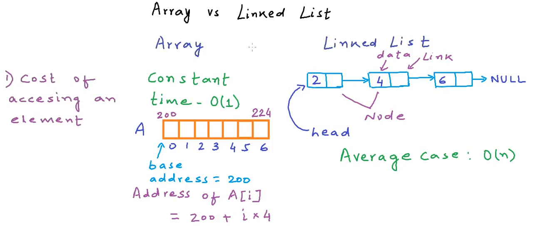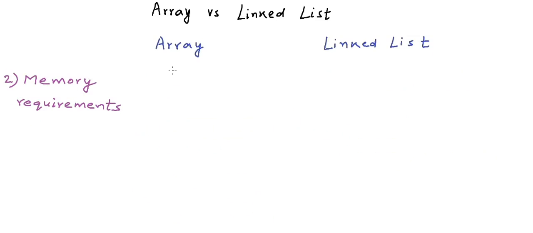So on this parameter, cost of accessing an element, array scores heavily over a linked list. So if you have a requirement where you want to access elements in the list all the time, then definitely array is a better choice. Now the second parameter that we want to talk about is memory requirement or memory usage. With an array, we need to know the size of the array before creating it, because array is created as one contiguous block of memory. So array is of fixed size.